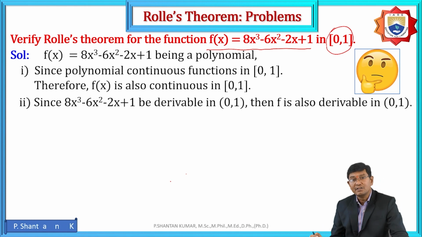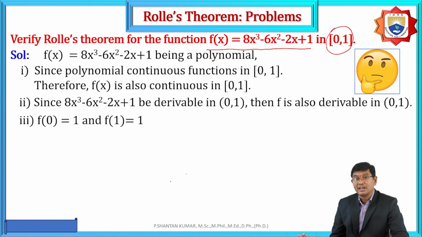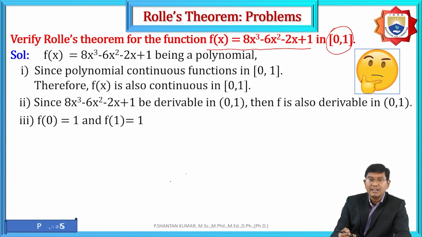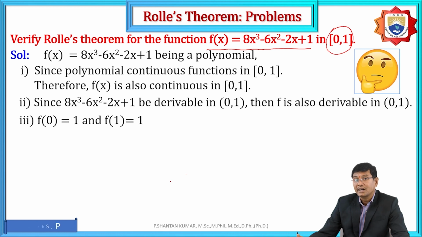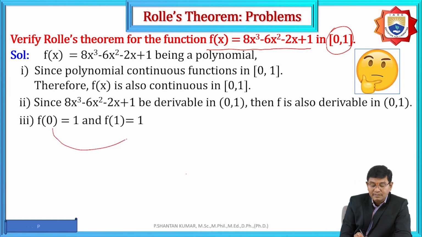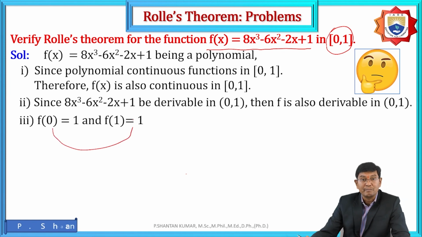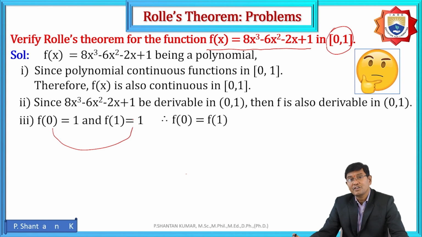And again, the third one, f of a is equal to f of b. That means f of a, the given function at x is equal to 0, the value is automatically 1, and x is equal to 1, that is f of b, and b is nothing but 1, so f of 1 is also 1. While we observe here, f of a is equal to f of b. That means according to the three conditions, it exists. Therefore, the function satisfies Rolle's theorem.